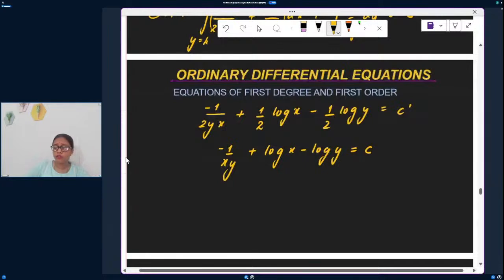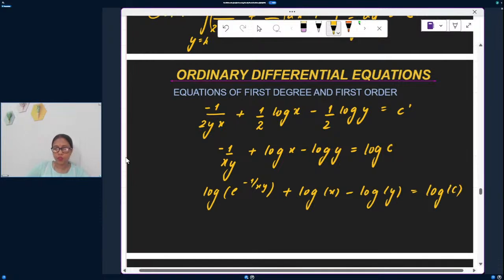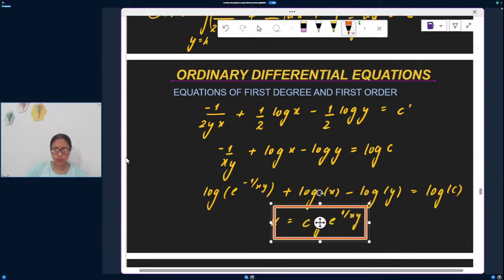You can leave it over here, or you can try to eliminate that log part by taking this constant as log c. How can you eliminate this? It becomes e to the power minus 1 by xy plus log x minus log y is equal to log c. So x is equal to c y e raised to the power 1 by xy. That is supposed to be e raised to the power minus 1 by xy, but that would be in the denominator, so that's why. You don't have to give it this form; you can leave it before also.